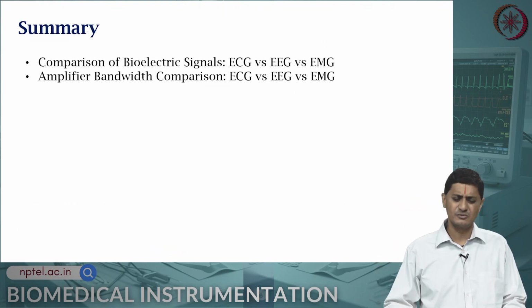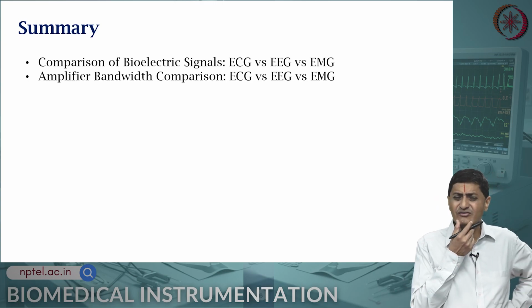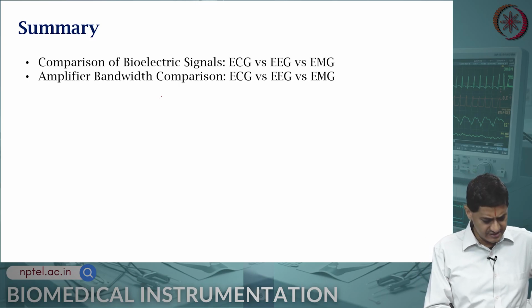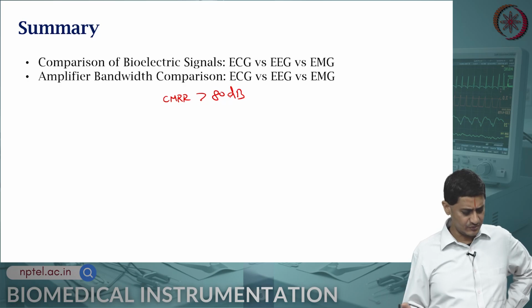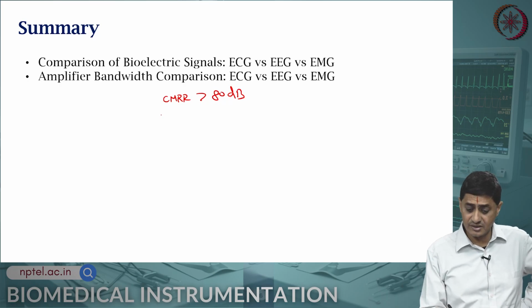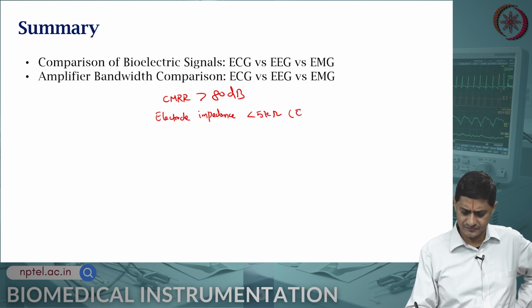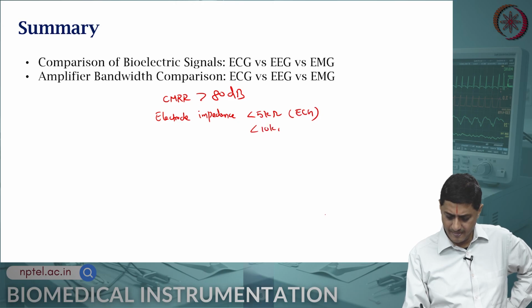So, with this we come to the end of this video comparing ECG, EEG and EMG. What is a common requirement of an amplification system between these? Well, typically we want CMRR above 80 dB, that is a common requirement. And electrode impedance varies actually. Impedance must be below 5 kilo ohm for ECG, for EEG it is below 10 kilo ohm, and below I think 20 kilo ohm for EMG.